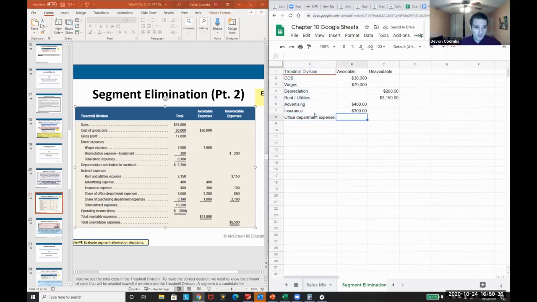A portion is probably avoidable, a portion is probably unavoidable, and that would be given to you in your homework assignments. We'd have to determine, but if we remove this department, we still have some department that's going to be unutilized. So maybe about 2,200 here can be used by a separate department, but 8,060 really can't be used by a separate department. Same thing with the insurance. We're saying 100, we're still going to have to maintain maybe insurance for our rent and utilities. Share of office department expense.